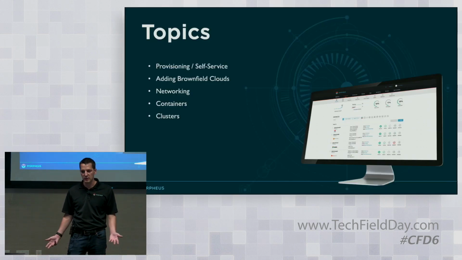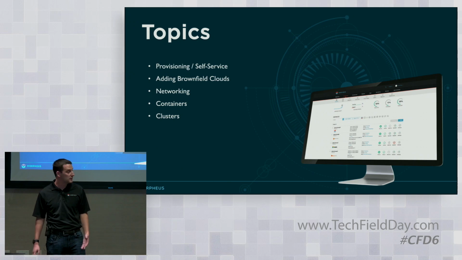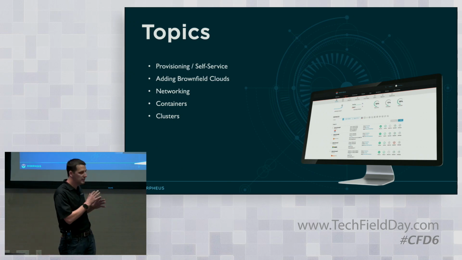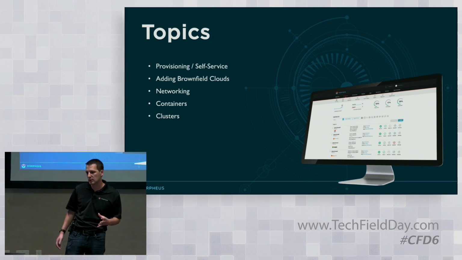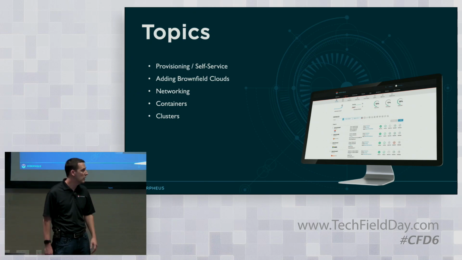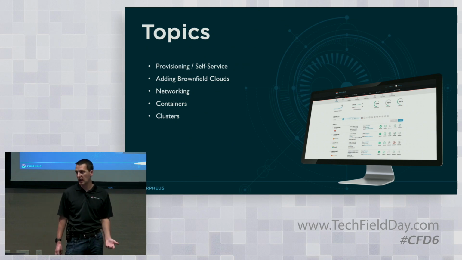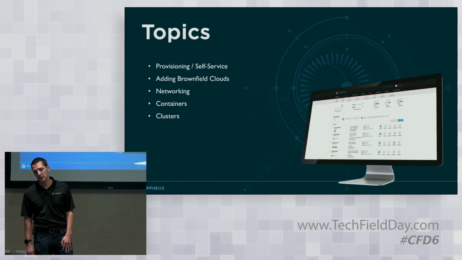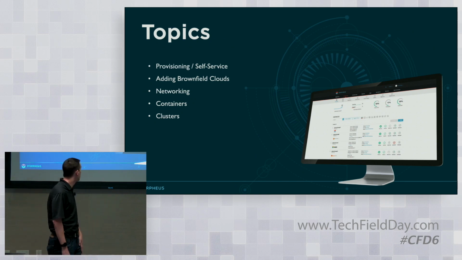So first section we're going to talk about is provisioning and self-service automation. We're going to dive into just how Morpheus works from the start. We'll talk about how you can add cloud, some of its networking abstractions, containers, and clusters as well. There's a lot of cool stuff in here that is new that you probably did not see in Cloud Field Day 3. We've done a lot over the past year, especially with Kubernetes support, cluster management, things like that. So excited to show you that.